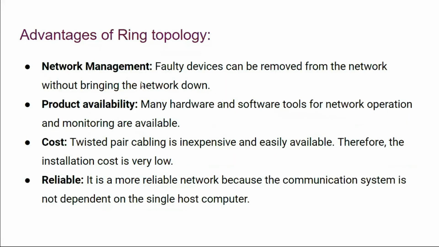So what are the advantages and disadvantages of this ring topology? First is network management. We can easily find faulty devices. For example, in a network, if any one device fails, we can identify it right there, because it cannot pass to the next level. And product availability: many hardware and software tools for network operations and monitoring are available for this ring topology. When compared to other topologies, the cost is also affordable. And reliability: yes, we have a certain level of security. It does not depend on other systems, so we can rely on the topology.